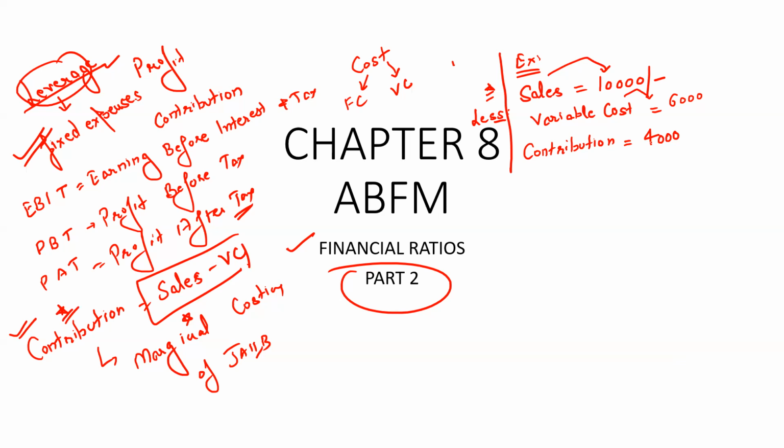Contribution is 4,000, and in that contribution there is some fixed cost also. So we have to subtract that fixed cost. What is the fixed cost here? That is rupees 2000.